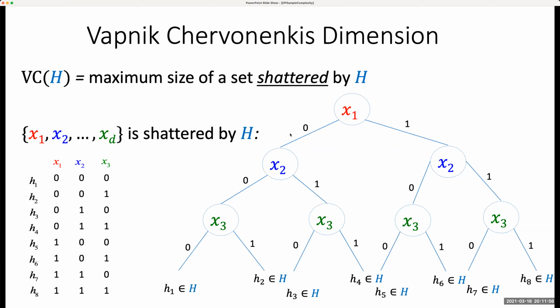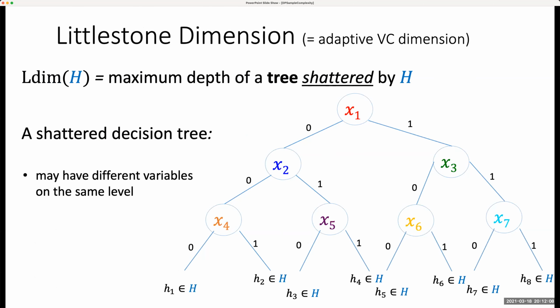Okay, so the definition of Littlestone dimension is almost the same, only that now we allow for a richer class of trees. Instead of demanding that every level has exactly the same label, now we allow distinct labels all over the tree. So the Littlestone dimension is the depth of the deepest complete binary decision tree which is shattered by H, so that every path is realizable by some function in H.